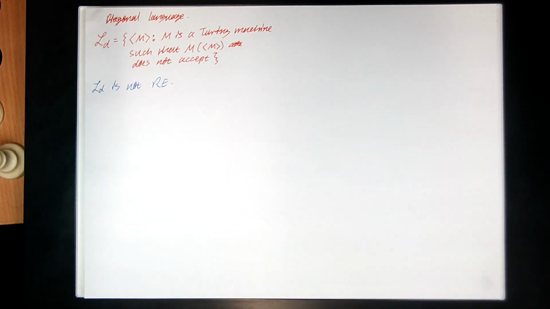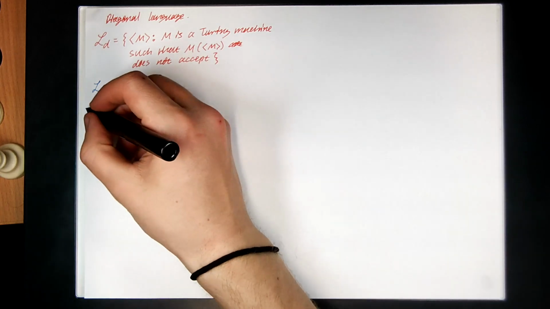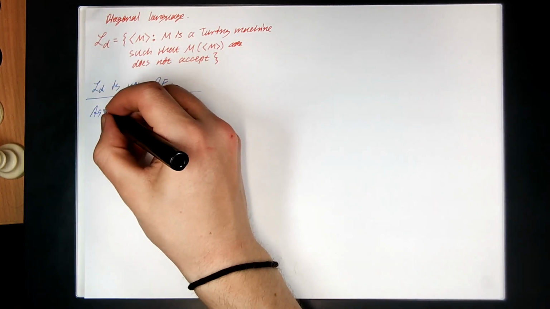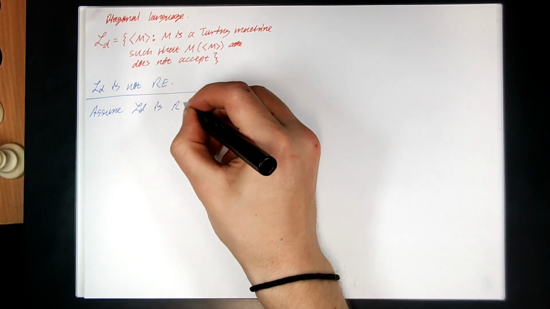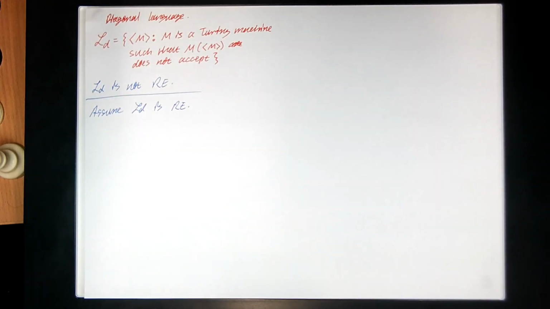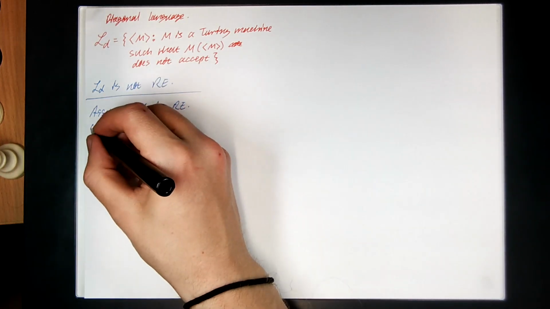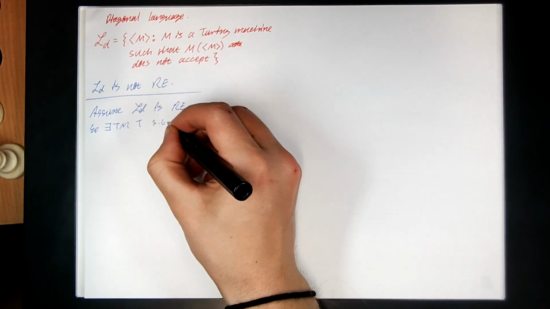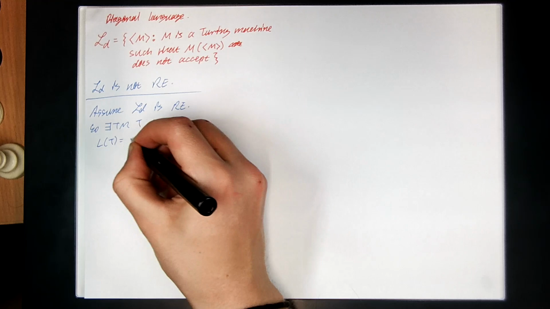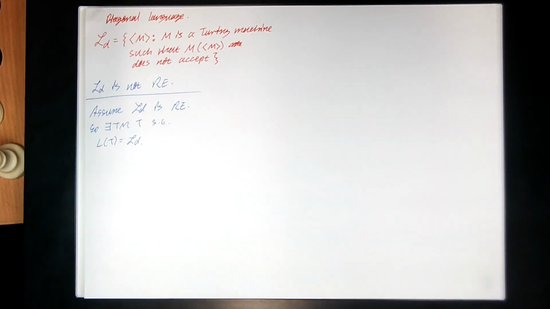So we're going to prove L sub D is not RE. How? We're going to do it by contradiction. We're going to assume that L_D is RE. If it's a recursively enumerable language, that means there's some Turing machine T such that the language of T is L_D. So there exists a Turing machine T such that the language of T is equal to L_D. Okay? So far so good.